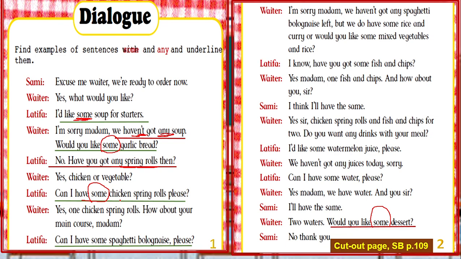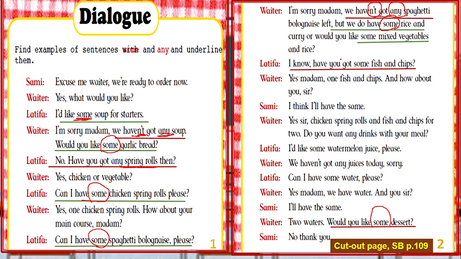Let us have another example. Can I have some spaghetti bolognese, please? Also, Latifa is requesting. Excellent. Let us take another example. We haven't got any spaghetti. It is any because it is negative. Very good. But we have some rice. It is a positive sentence. Very nice.